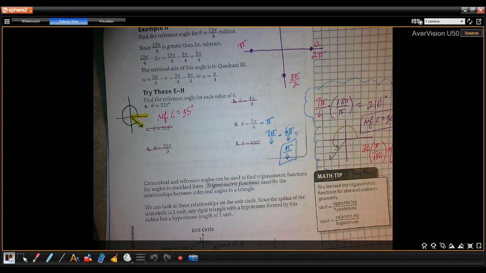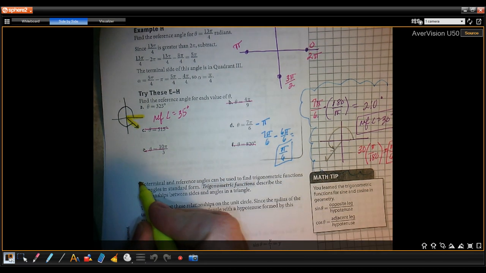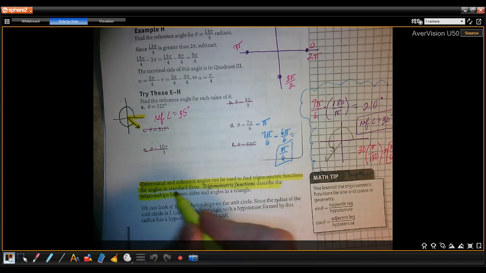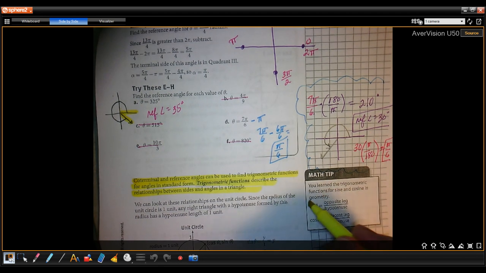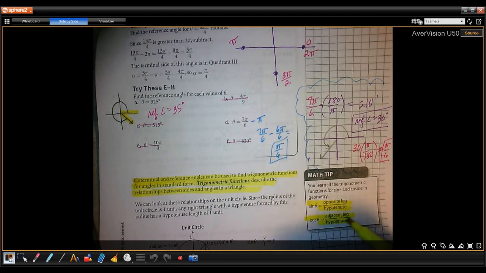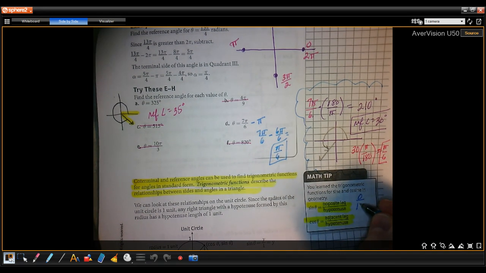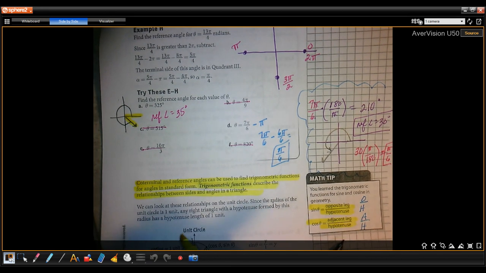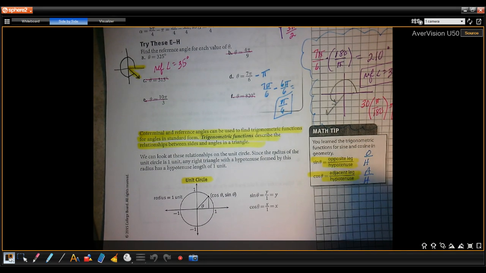Coterminal angles and reference angles can be used to find trig functions for angles in standard form. Trig functions describe the relationship between sides and angles of a triangle. Very important. Very quickly: sine is opposite over hypotenuse, cosine is adjacent over hypotenuse. You guys remember this from geometry? I think your teacher probably wrote stuff like this. Okay, all right, unit circle, yay. Now we're on to trig. This video is probably getting kind of long.